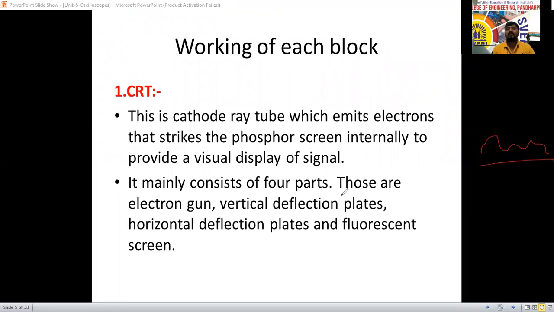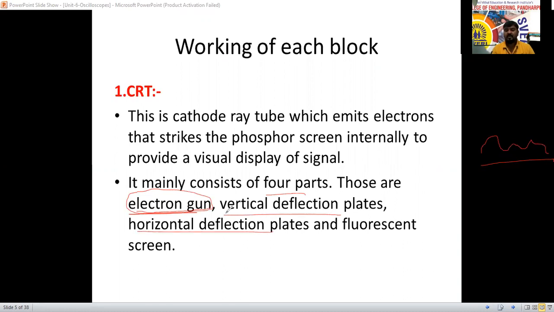So this CRT mainly consists of 4 parts. First one, the electron gun. This electron gun is going to produce the beam of electrons. That electron beam will be deflected by the vertical plates and horizontal plates.